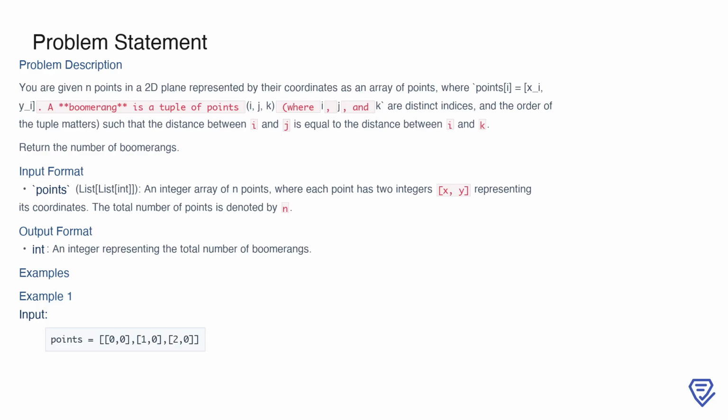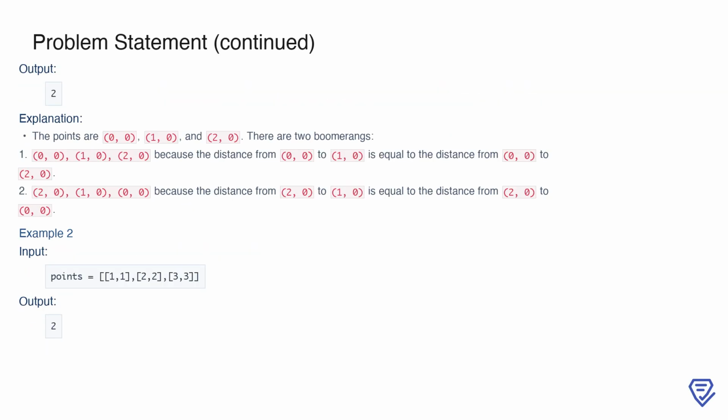The input consists of a nested list where each inner list contains two integers representing the coordinates of a point, and the output is a single integer representing the total count of boomerangs. For the first example, the input is a set of points [0,0], [1,0], and [2,0]. Here, we can form two boomerangs. The first boomerang uses the points [0,0], [1,0], and [2,0].